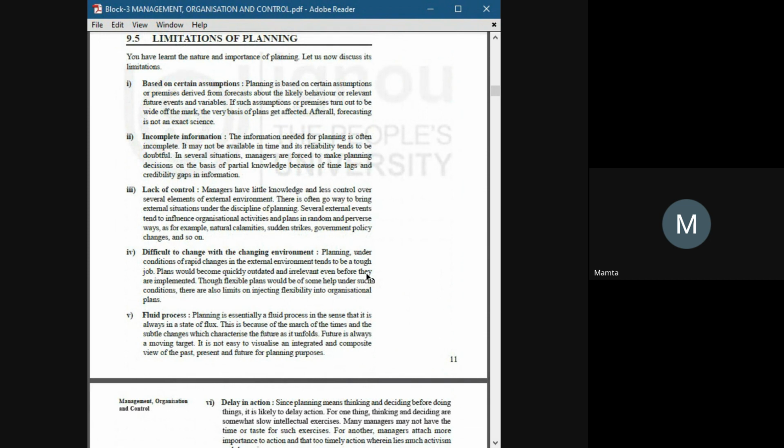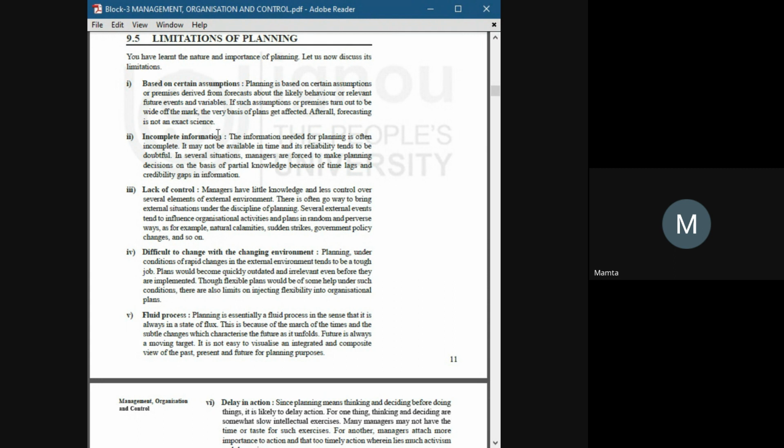The first limitation is that it is based on certain assumptions, because we are doing forecasting for the external environment and some situations of our organization, on the basis of the past situation of our organization. It's not likely that everything will go according to your plan or will happen whichever way you have thought while preparing the plan. An assumption can go wrong too. So it is a limitation of planning.